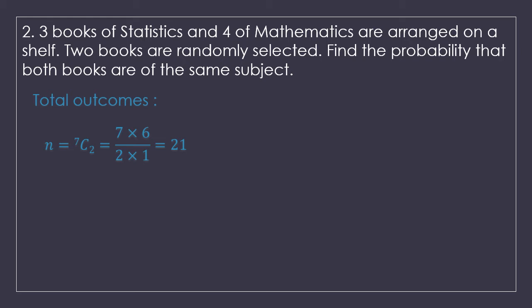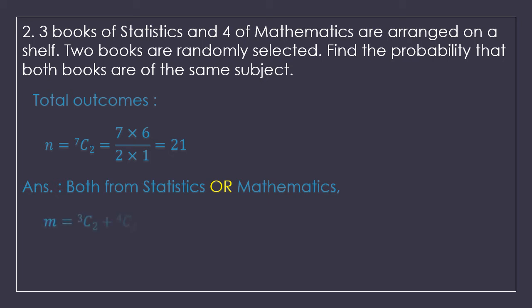So n is 21, the total outcomes. Now the question here is both the books should be of the same subject. That means both should be from statistics or both must be from mathematics. Now as you can see here, there is nothing common between statistics and mathematics. So where they are mutually exclusive events, we can just add both the events up and we will get their union values. So here we are just going to add the values once again. That means we will select 2 books from statistics, add them up with the selection of 2 books from mathematics. So that is, or means adding up.